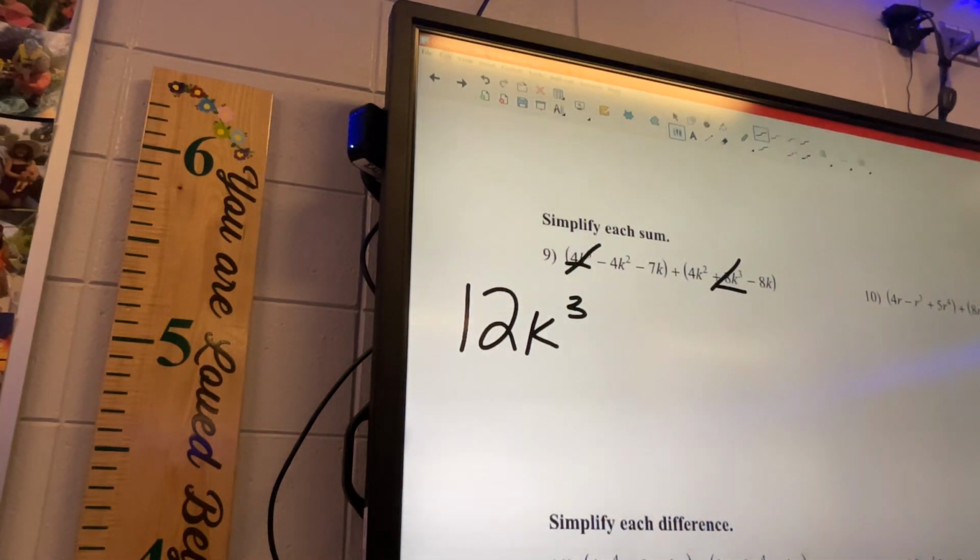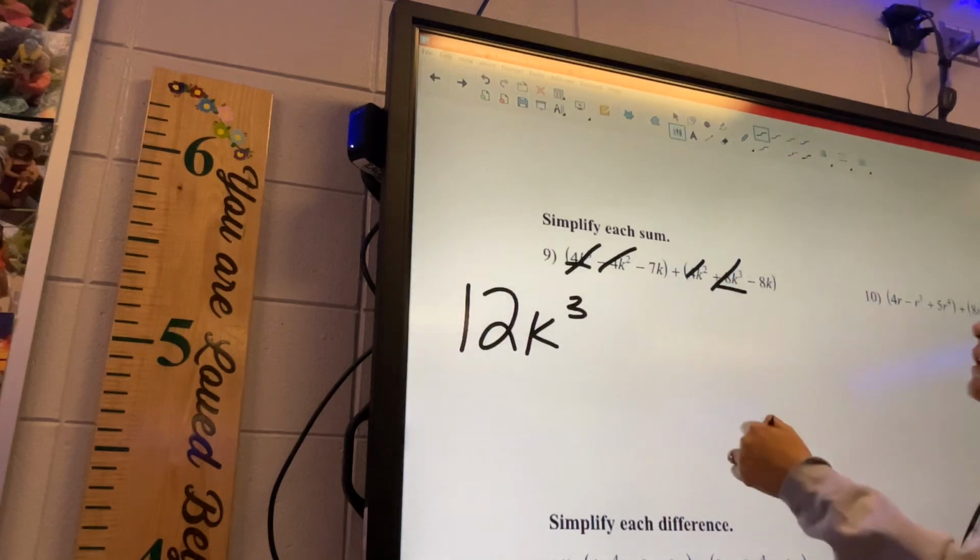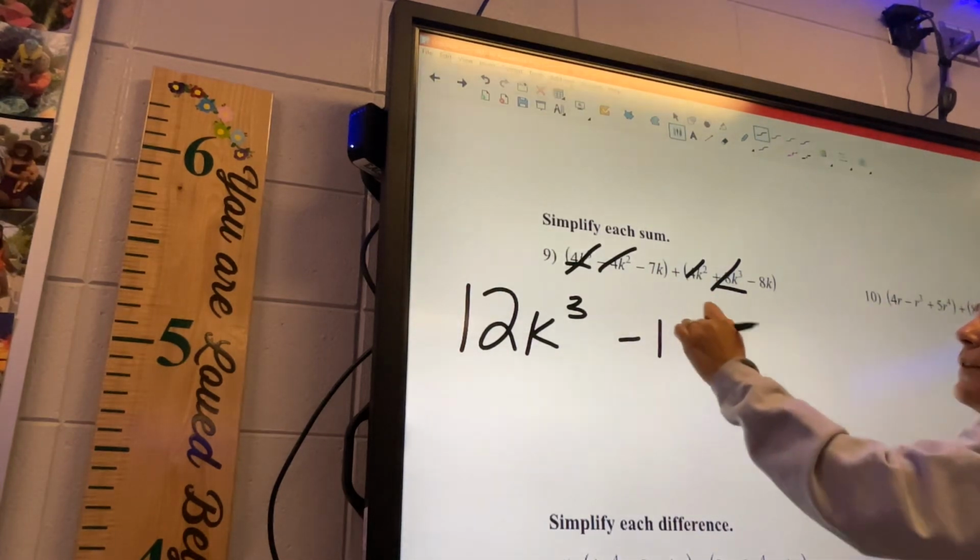Okay, then I combine all the K2. So negative 4 plus 4 is 0 K2. Okay, so you just don't put it down at all. Okay, they cancel out. And then we got a negative 7 and a negative 8, which is going to be a negative 15K.